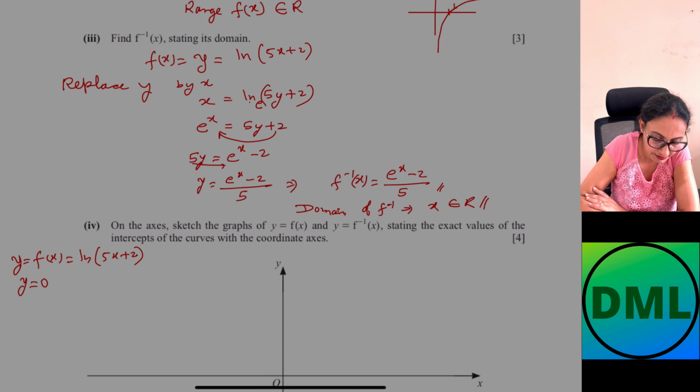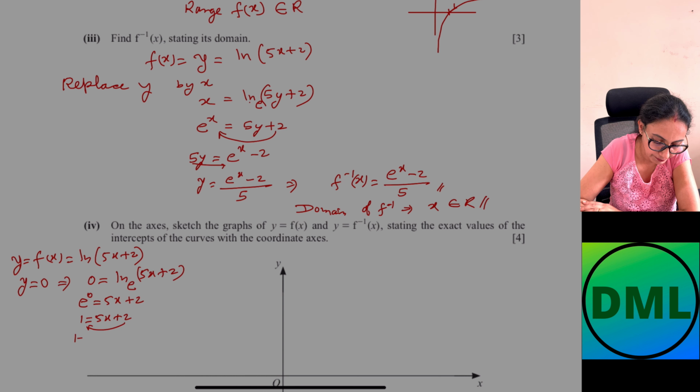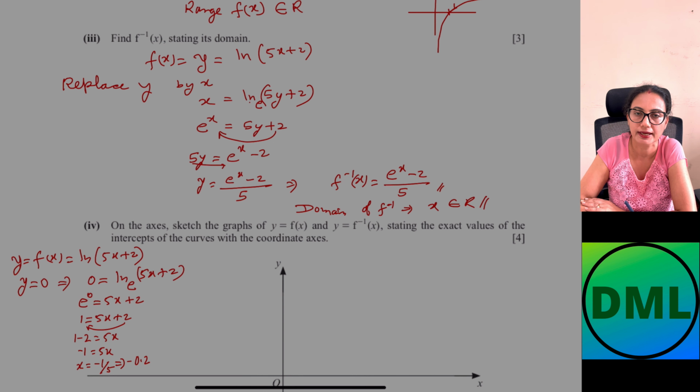When I put y is equal to 0, this will be given as 0 is equal to ln(5x + 2). The base is e. If I write this in index form, I will get e to the power 0 is equal to 5x + 2. Anything raised to the power 0 is 1. So 1 is equal to 5x + 2. Move this 2 to the left-hand side. It will be 1 minus 2 is equal to 5x. So minus 1 is equal to 5x. x is equal to minus 1 by 5. This will give you minus 0.2 as the x value.